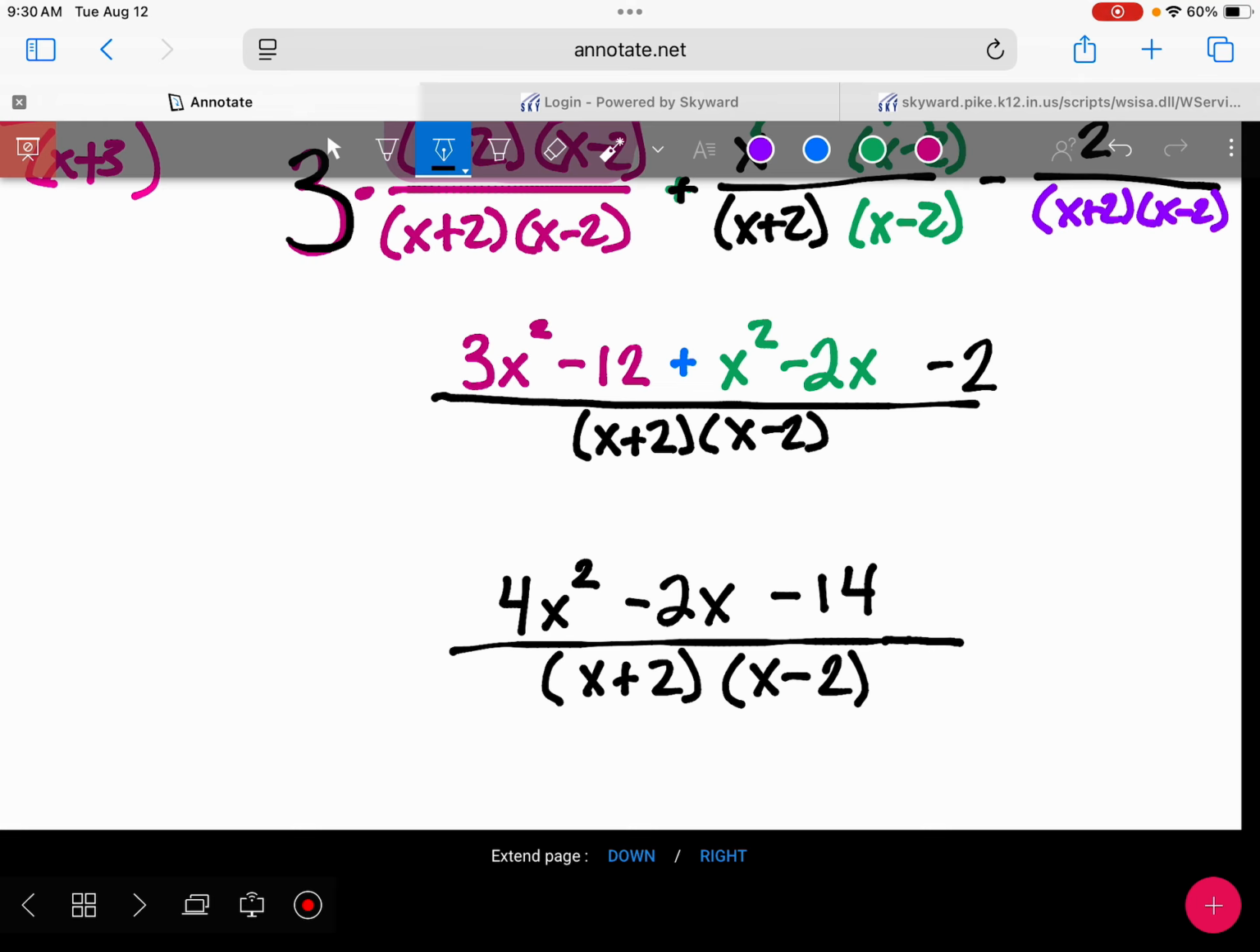Is this one simplifiable? Like, could we factor this at all? What can I do to try and simplify this numerator at all? There's a GCF in it, for sure, of 2. Everything in there is even. Before I look and see if that's totally factorable, let's get rid of this 2. So if I take out a GCF of 2, we have 2x squared minus x minus 14.